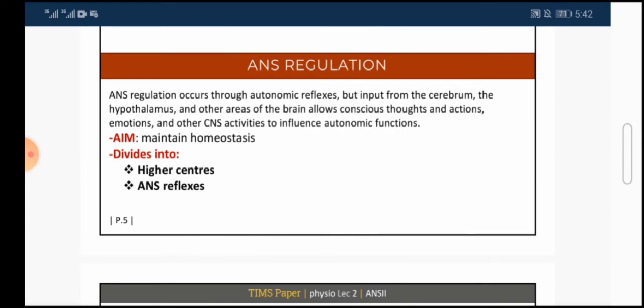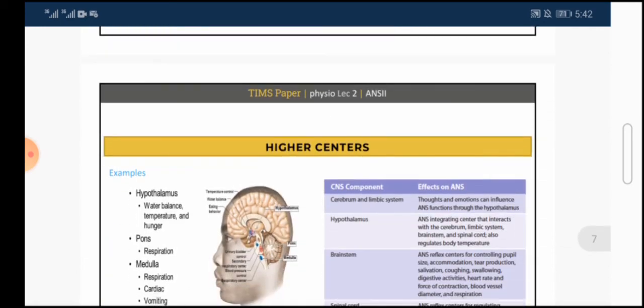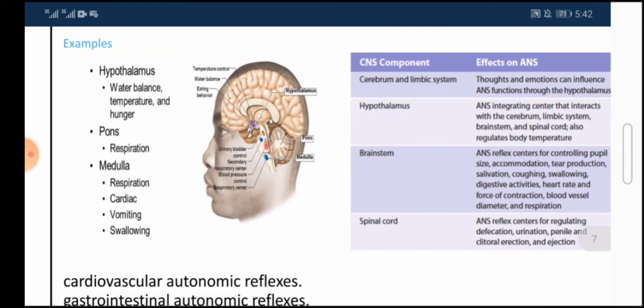Here is the final part of our lecture today: ANS regulation. As anything in our body, ANS needs to be regulated. Actually, ANS main function is to maintain homeostasis, and its regulation is through two divisions: higher centers in our brain and normal reflexes. Higher centers like hypothalamus, medulla, pons, these are there to control unconscious things controlled by ANS.